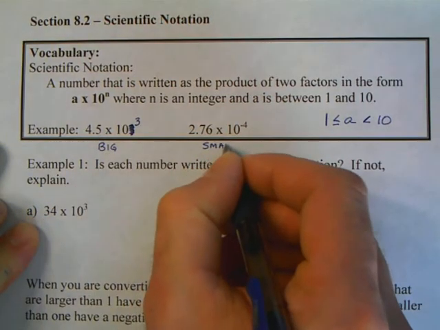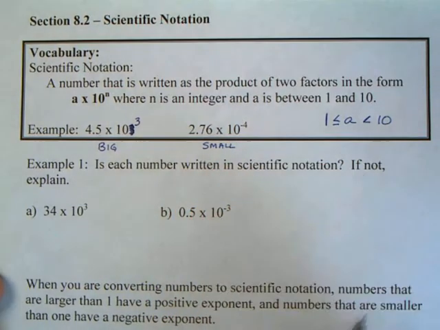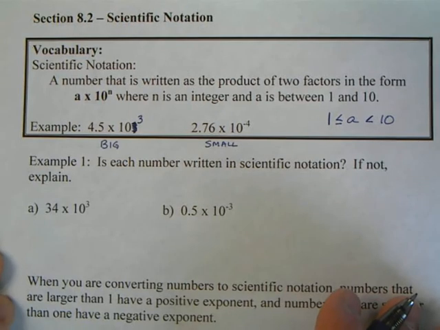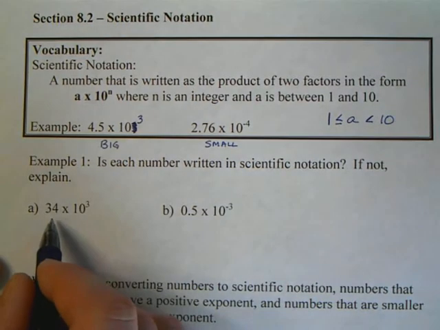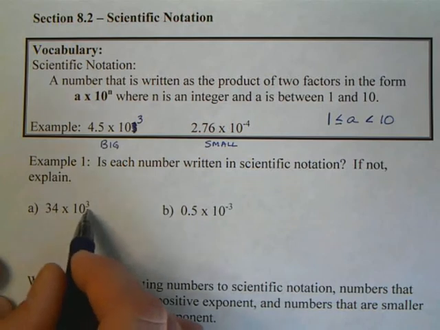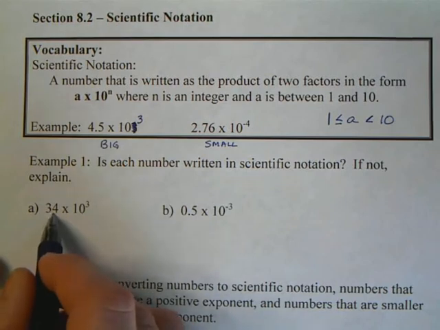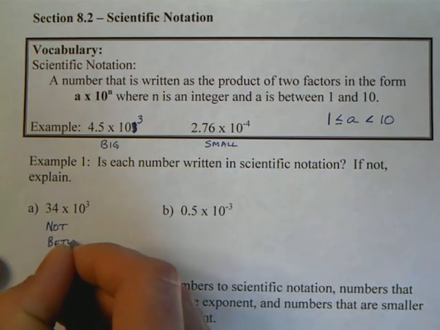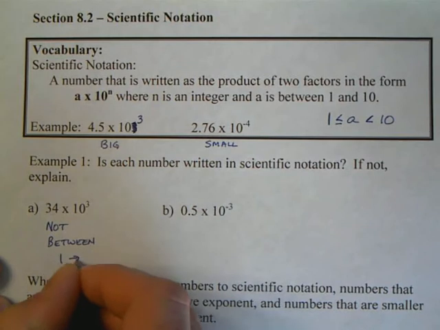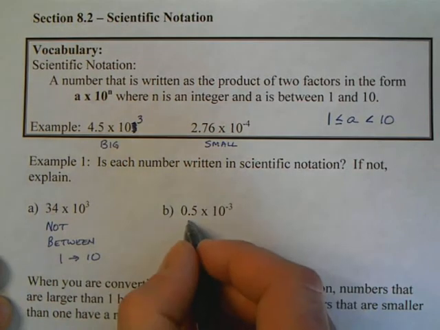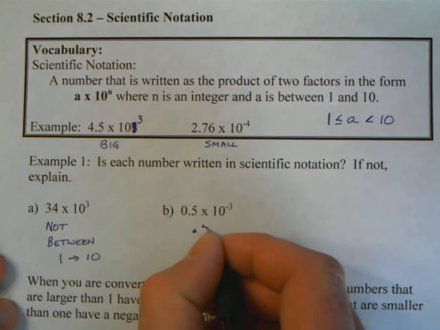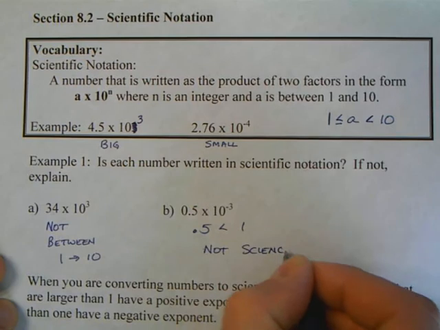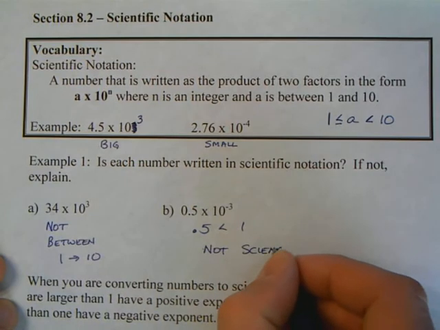So let's look at each of these two next problems in example 1 and understand why or why not they're written in scientific notation. Well, let's examine first the number and then the base. Is this number between 1 and 10? No, it's not. So it's not between 1 and 10. So therefore, it's not scientific notation. Here's our second one. Once again, 0.5 is less than 1. So it's not scientific notation. Neither of these fit the case.